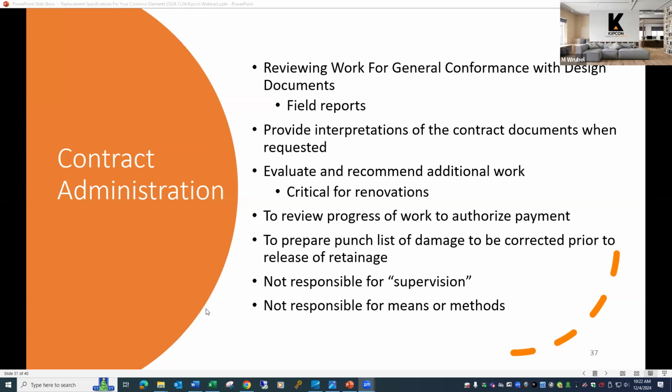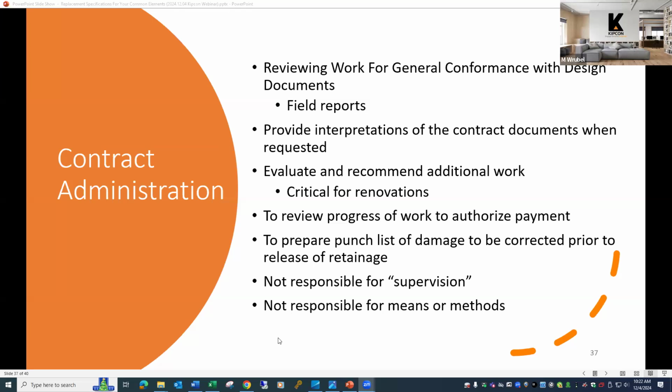Also, we talked about extra work outside the base contract. Obviously, there's going to be a cost to that, and there has to be some basis of opinion on that. So oftentimes the specifications will say that if something is to be done that's outside the contract, it needs the engineer's approval, and that would happen during the contract administration phase.